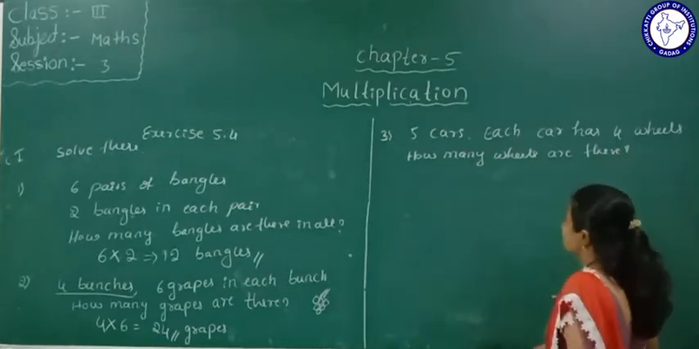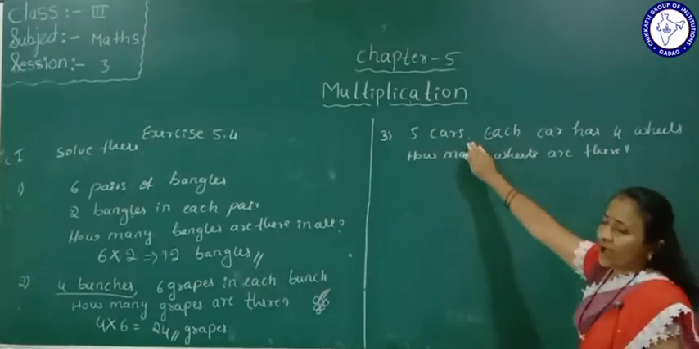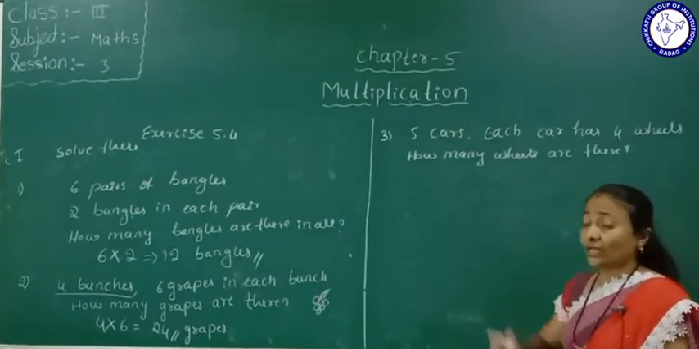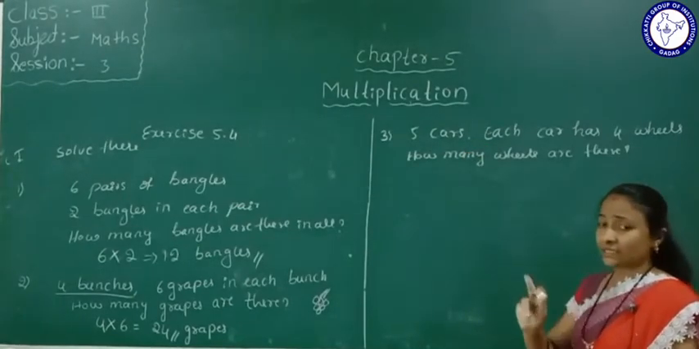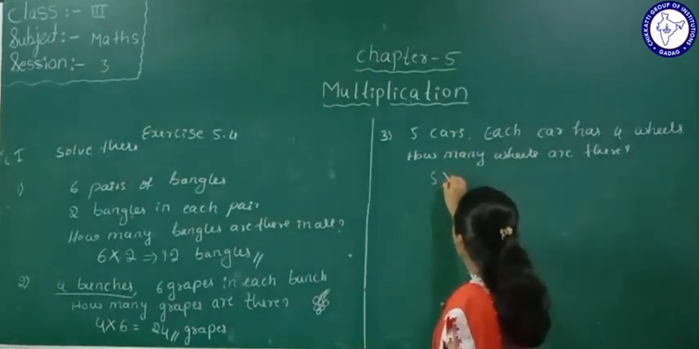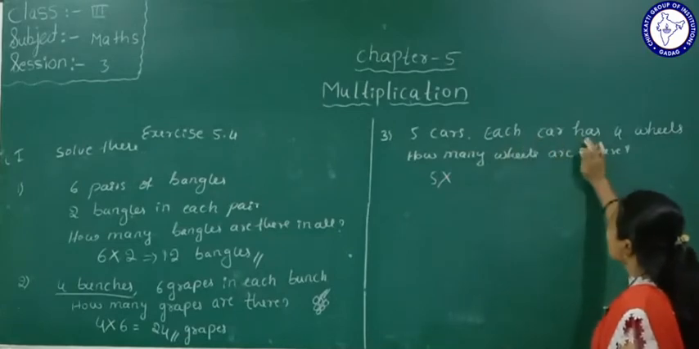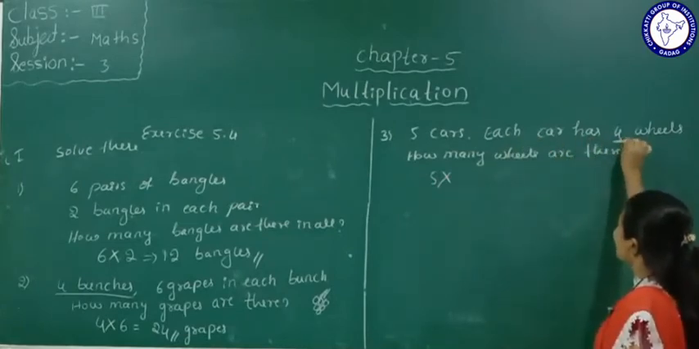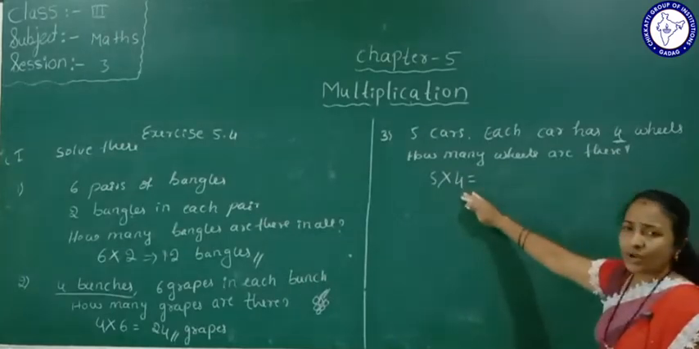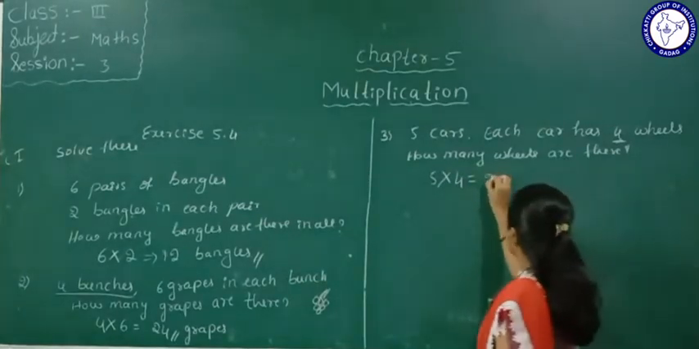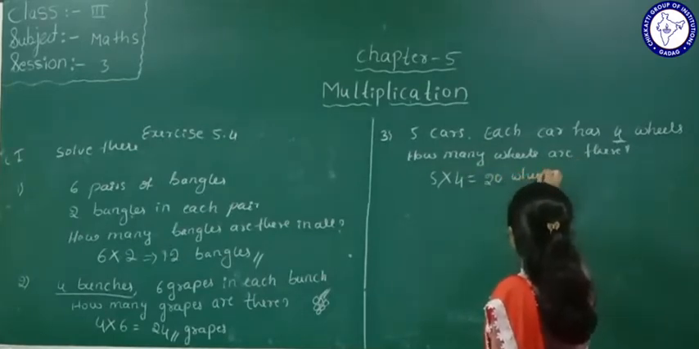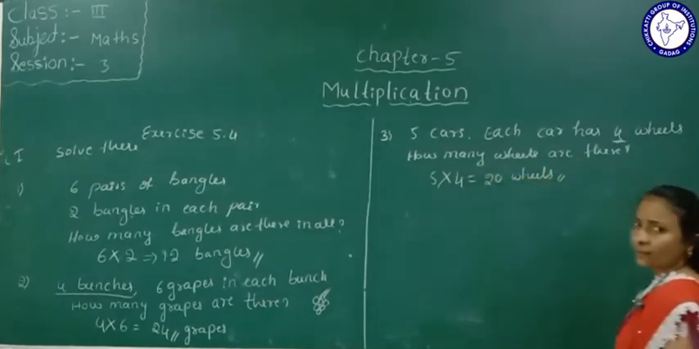Yes students, how many cars are there here? Total 5 cars are there. So each car, how many wheels does it have? In each car there are 4 wheels. So 5 fours are how much? 5 fours are 20. So how many wheels are there totally? Totally 20 wheels. Yes, understood this one?